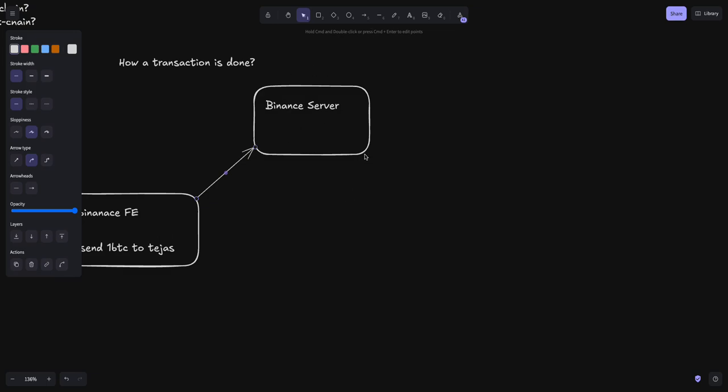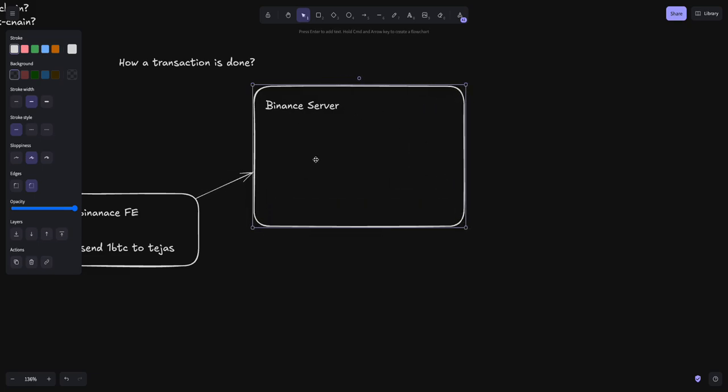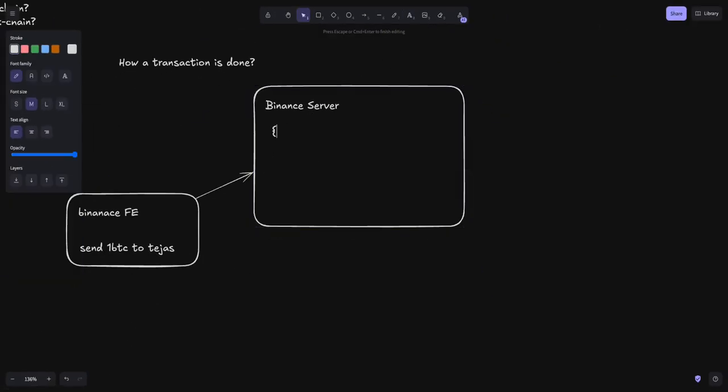What does the Binance server do? This is the starting point of the entire blockchain transaction. Just have a look here. This Binance server creates an object structure. What this object structure includes is the question to ask, right? And this is the entry point to the entire Bitcoin transaction.